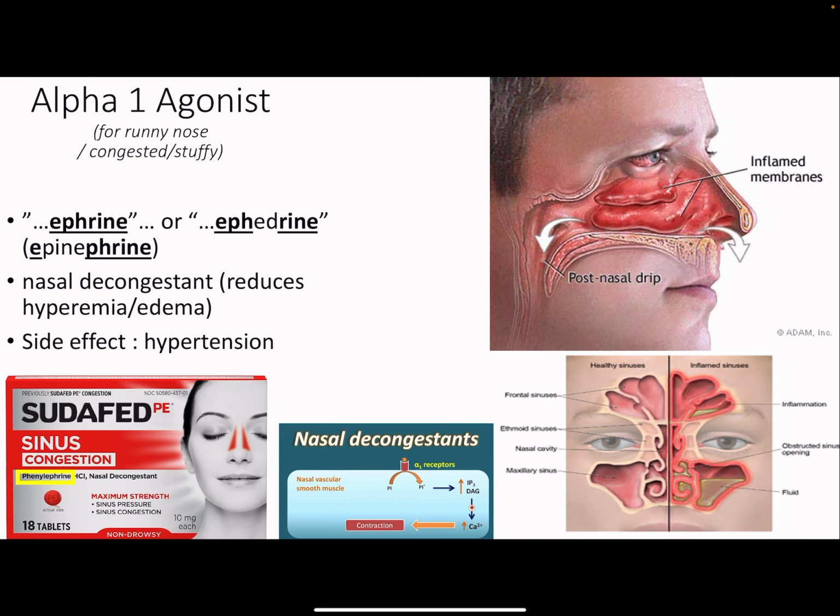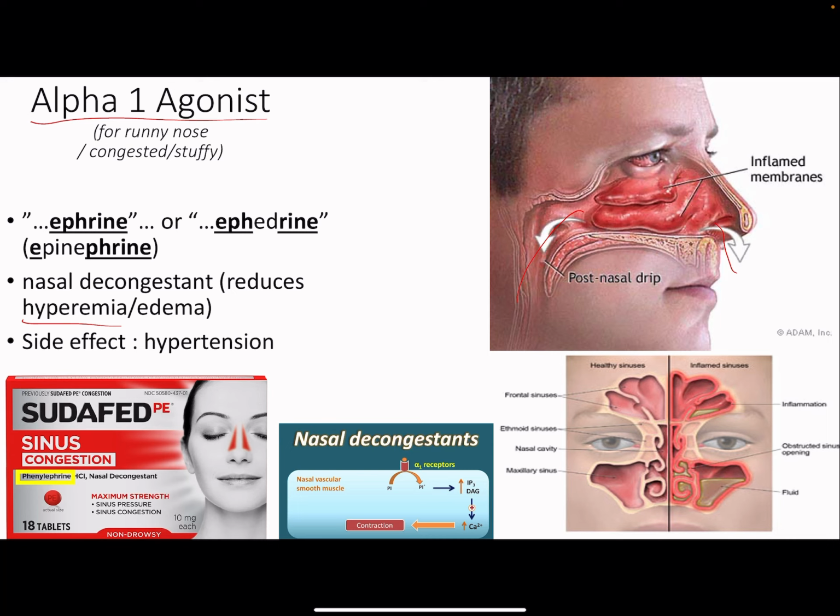Alpha-1 agonist. So if you have a runny nose, that's because there's inflammation in your nose, there's too much fluid going there, this hyperemia, too much blood flow going there, it's going to cause edema, fluids leaking out, and that can go forwards and that can go back. Well, one way to prevent that would be to limit the amount of blood flow that gets there. So alpha agonists are vasoconstrictors. If you take these, they will constrict the blood vessels, causing less fluid to get into your nose.